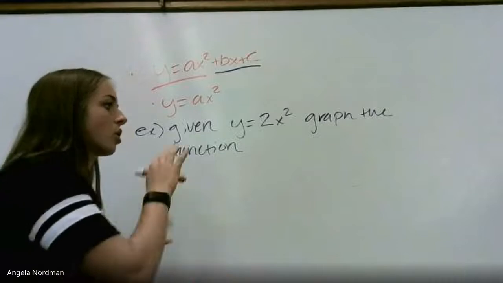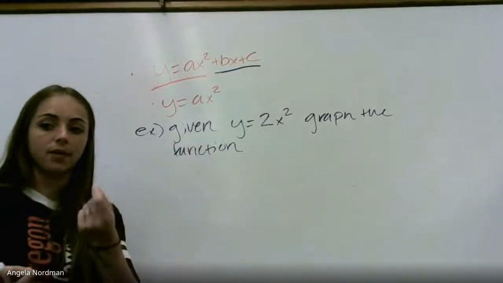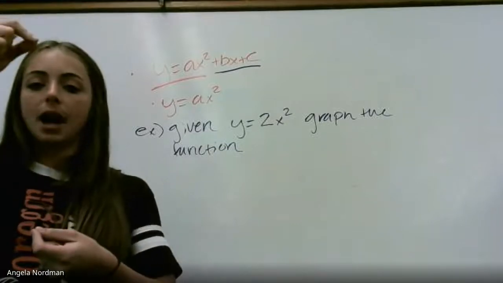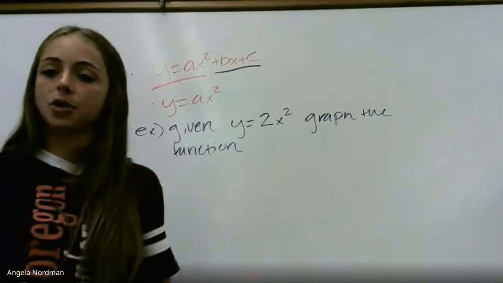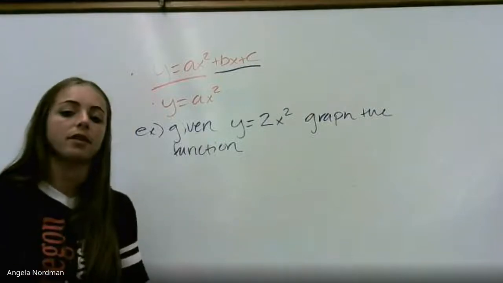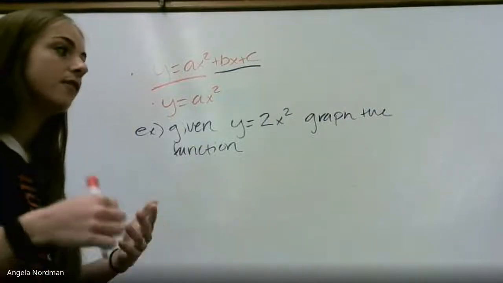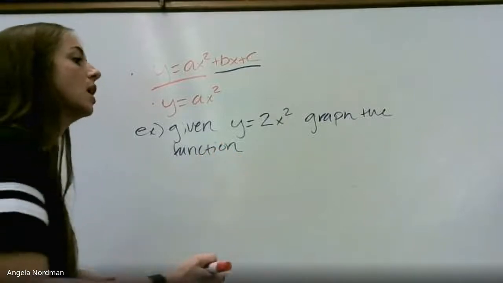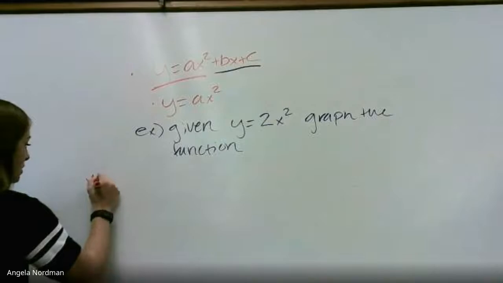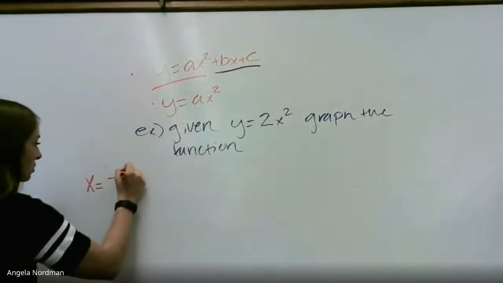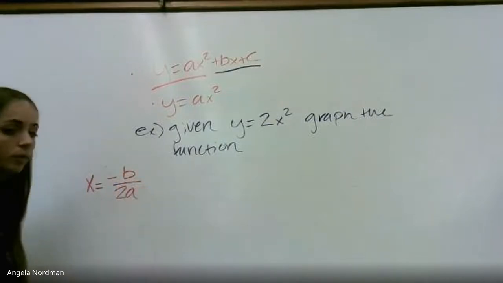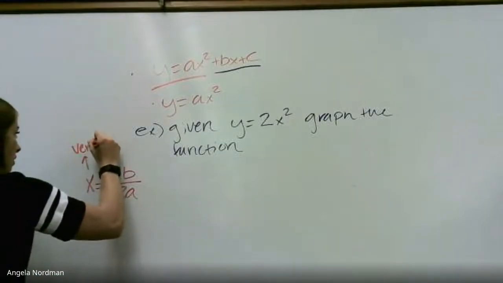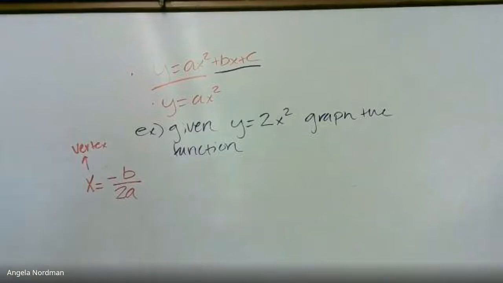I don't even know where to start with this graph unless I know where that vertex is. The vertex is the very middle point. It's either going to be the top or the bottom of that parabola, but I have to know where that is in order to even start graphing this. So we need to find that. If you go back to the notes that we had just done before this, you find the x value of the vertex using x equals negative b over 2a. Again, this is for my vertex.